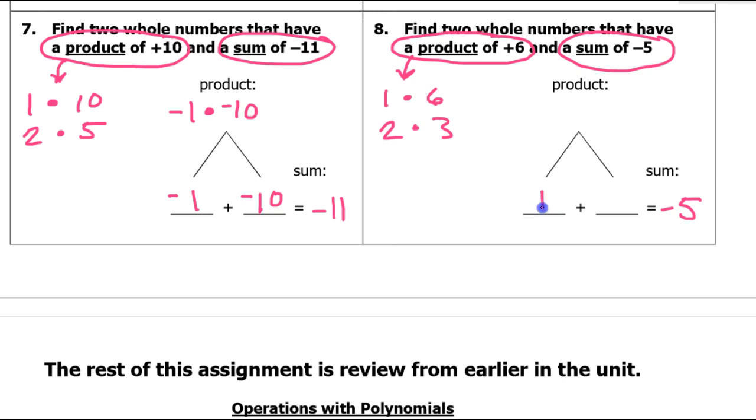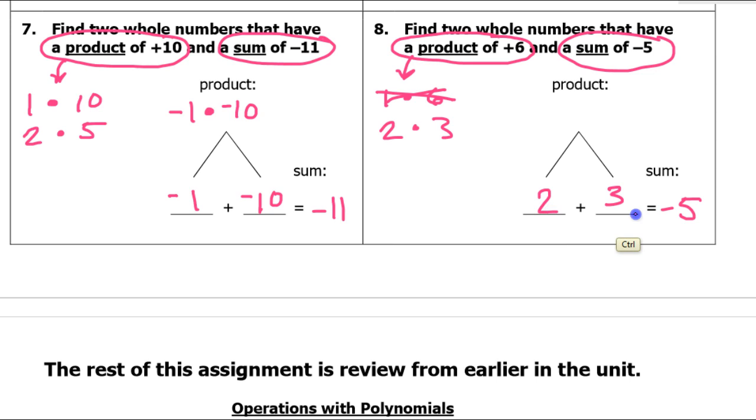For example, if I were to go with the 1 and the 6, this can give me negative 5 if I have a positive 1 and a negative 6. Well, let's turn that into a product and see if that's what we wanted. As a product, that would be 1 times negative 6. That would give me negative 6, not positive 6. So this is no good. All right, so that tells me not to use the 1 and the 6. Instead, let's use the 2 and the 3.